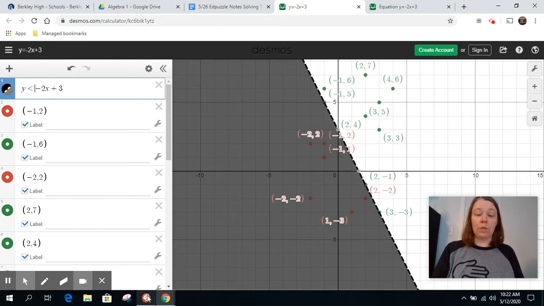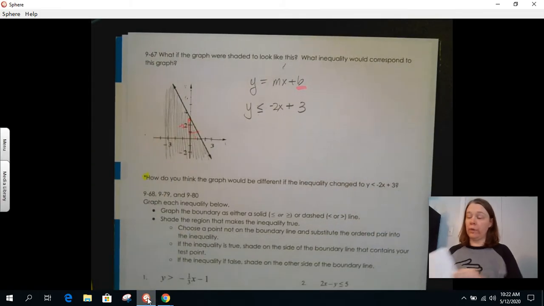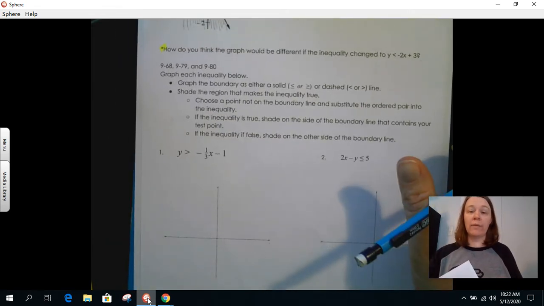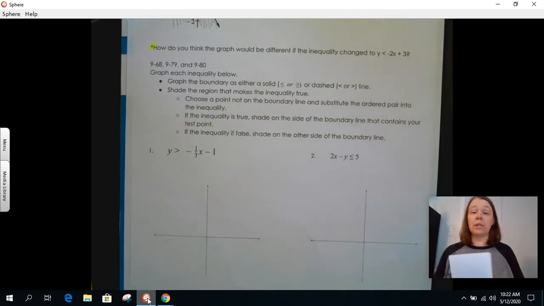All right, so now let's do some practice. So when we're graphing an inequality in two variables, here's what we're going to do. The first thing we're going to do is graph the boundary line as though it were an equation. The difference is if it is a less than or equal to or a greater than or equal to, we'll have a solid line. And if it's a less than or greater than, we will have a dashed line. Okay, we will shade the region that makes the inequality true.